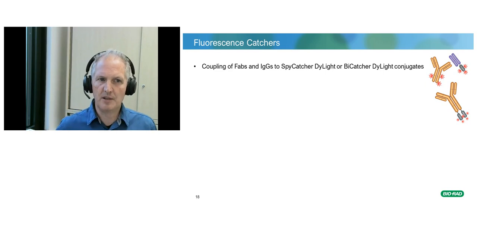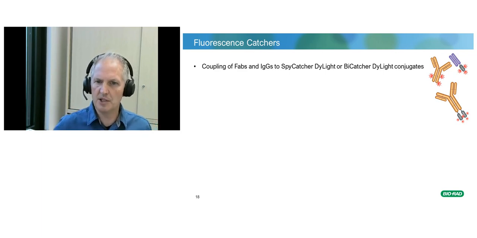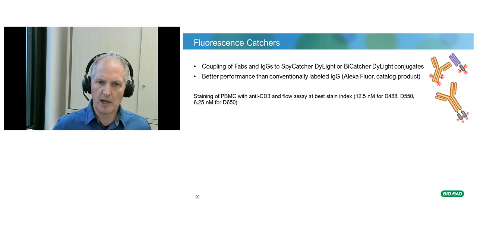We also generated fluorescence catchers and used these to label or couple to our Fabs, but as well to IgGs. So we can also add the SpyTag to IgGs at the end of the heavy chain C-terminus. And we evaluated it with dye light catchers and compared it to our catalog products.